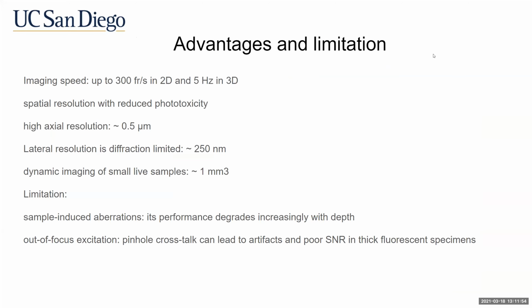The advantages: the imaging speed is up to 300 frames per second in 2D and 5 Hz in 3D, with super resolution and reduced phototoxicity. The axial resolution is about 0.5 micrometer, and the lateral resolution is diffraction limited at 205 nanometers. It allows dynamic imaging of small live samples of about 1 cubic millimeter.